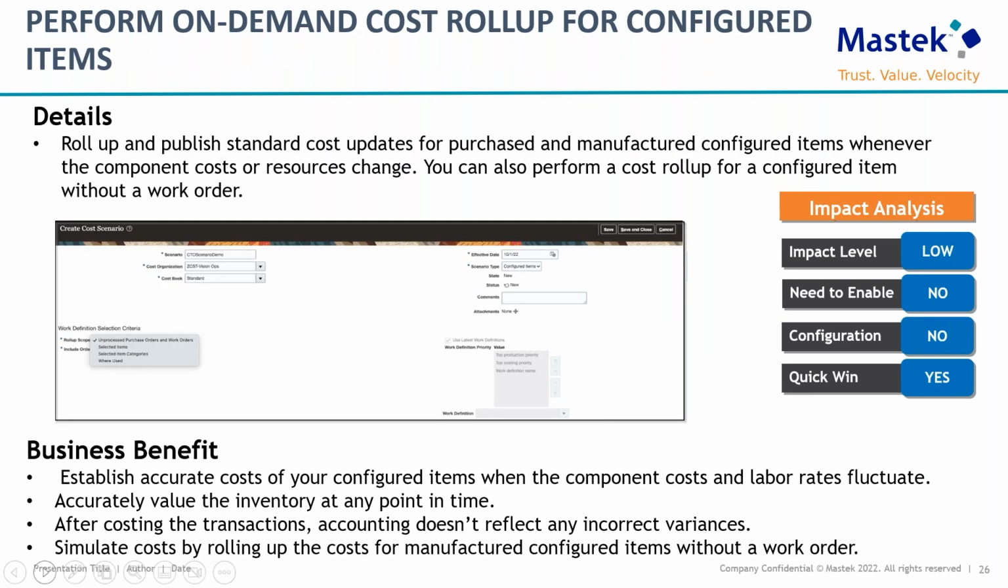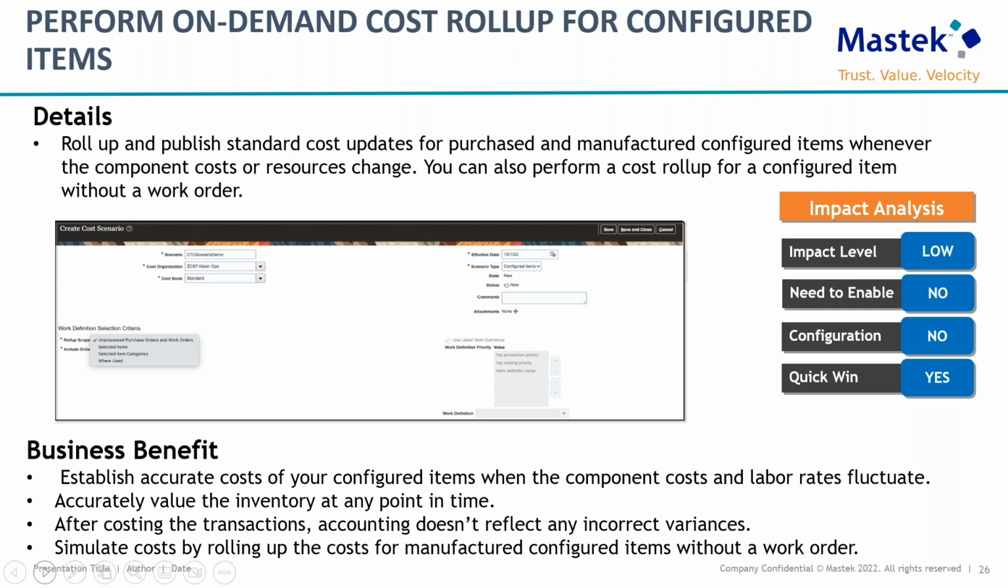The next up on the line is perform on-demand cost rollup for configured items. The details are as follows. Rollup and publish standard cost updates for purchased and manufactured configured items whenever the component costs or resource change. You can also perform a cost rollup for configured items without a work order if needed.